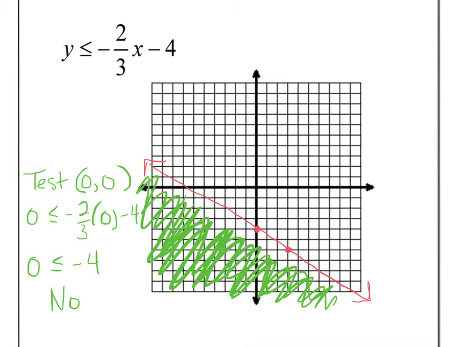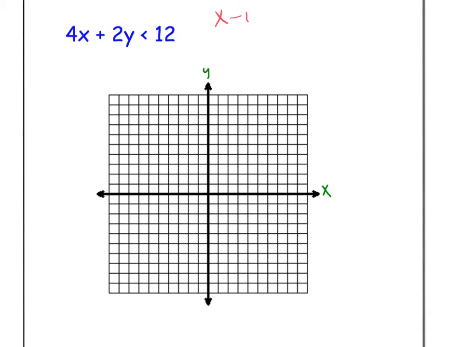Here's another linear inequality. This one is written in standard form, however, because your x and y are on the same side of that inequality symbol. So you could convert this into slope-intercept form, or you could graph it using intercepts. And just to practice using intercepts, I'm going to use those. So if I'm looking for my x-intercept, that means I'll set my y value equal to 0.